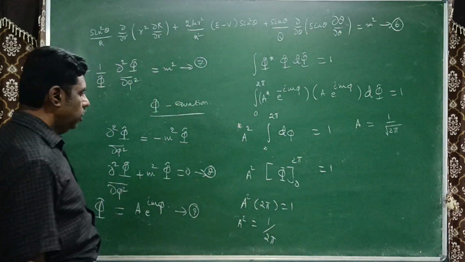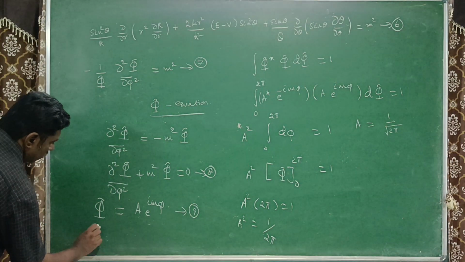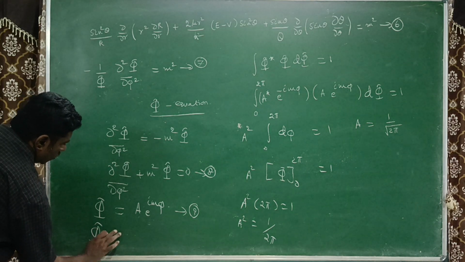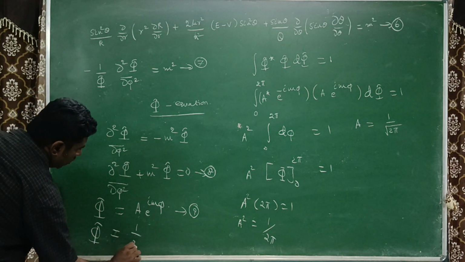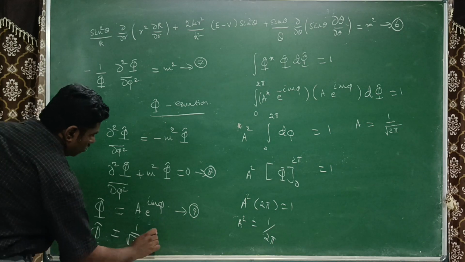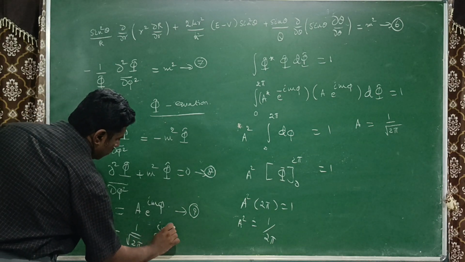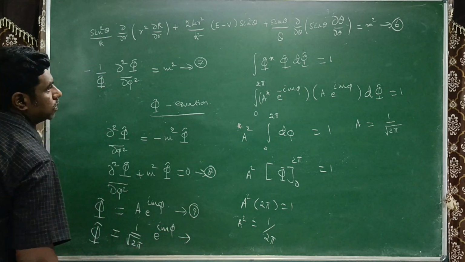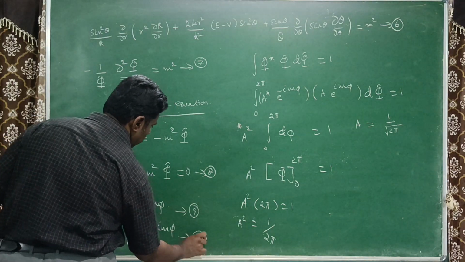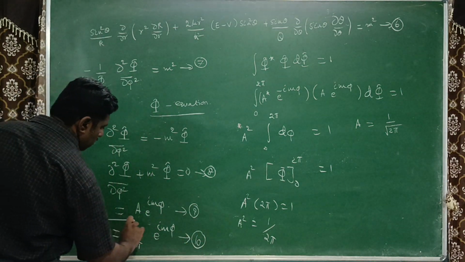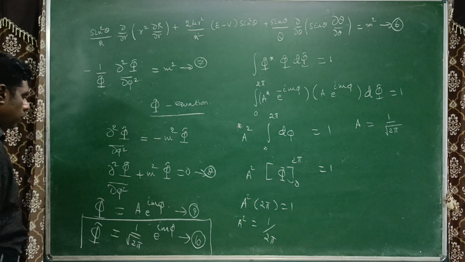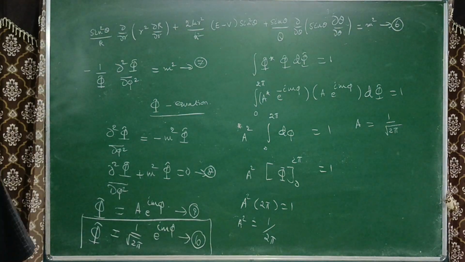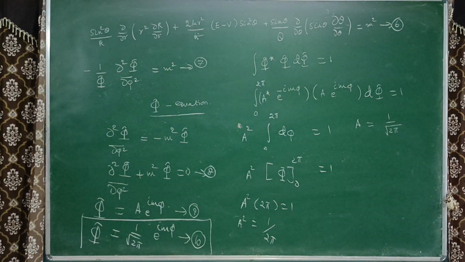Now the value of the phi equation is 1 divided by square root of 2 pi, e power i m phi. Say this is equation number 10. This is our phi equation. M is equal to 0, plus or minus 1, plus or minus 2, and so on. Now we have to solve the theta and r equations.